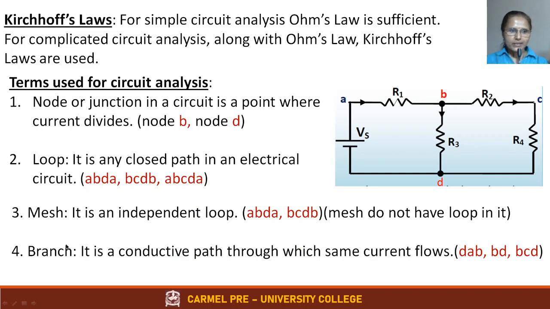Okay. Next, branch. It's a conductive path through which the same current flows. In our circuit, DAB is a branch. This is one branch. BD is one branch. BCD is one branch. So this particular circuit has 3 branches. This is one, this is one, this is another one. Okay, go through several times until it registers in your mind.